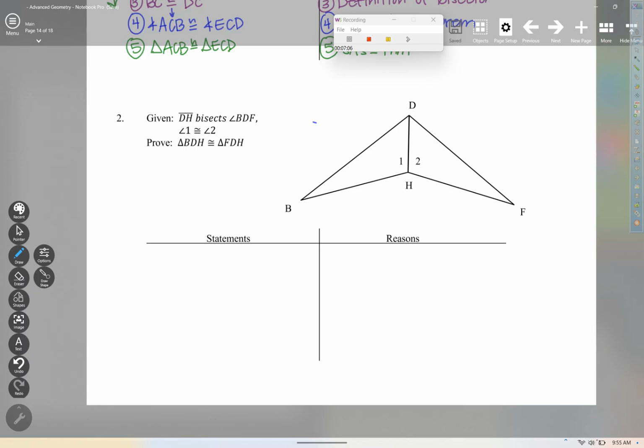Go ahead and write down your given. Notice the given is 2 lines, so I need to write all of that down. DH, segment DH, bisects angle BDF, and semicolon, angle 1 is congruent to angle 2, and that is given.